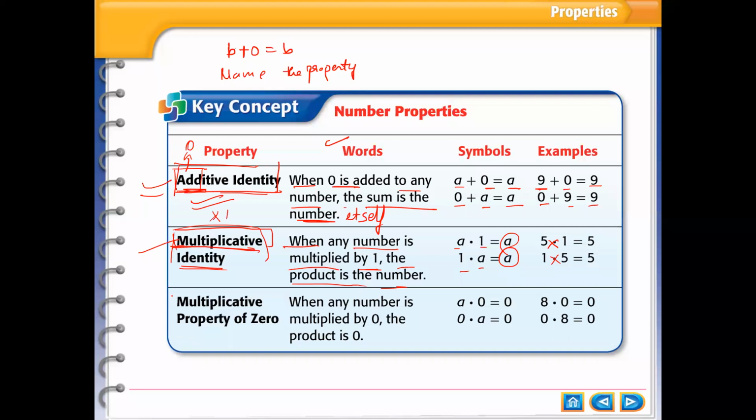Now let us understand the multiplicative property of 0. What does this property say? This property says that if we multiply any number with 0, we'll get 0, or 0 with any number will get 0. For example, 8 into 0 is 0, and 0 into 8 is also 0. Is it clear? So there are three other main properties: additive identity, multiplicative identity, and multiplicative property of 0.